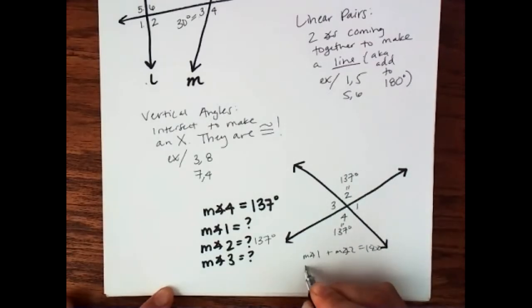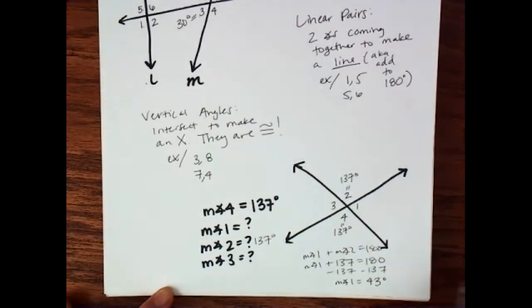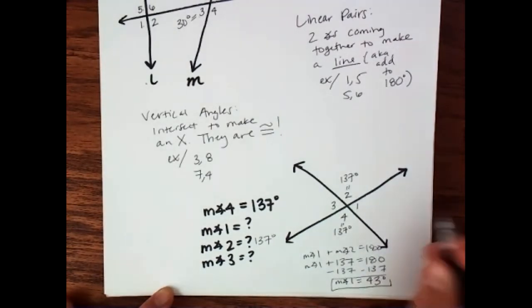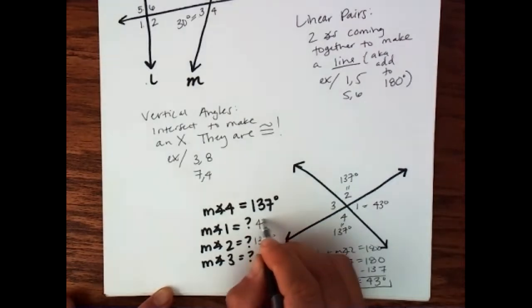So we'll do the measure of angle 1 plus the measure of angle 2 to equal 180. You plug in your value for angle 2, and you solve for the measure of angle 1, and then you will get 43 degrees for angle 1. So we now have solved for angles 1, 2, and 4, and now how do we get 3?